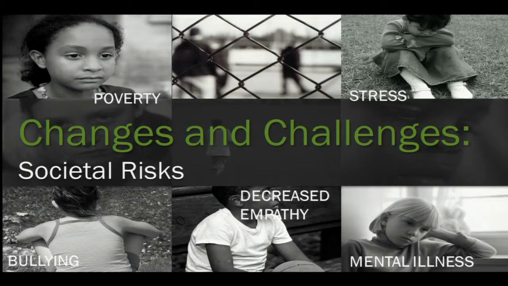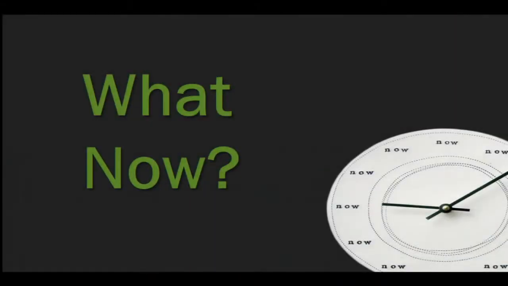There's research on decreased empathy now. We know that children today, a longitudinal study of young adults, actually college students from the 70s to most recently, has found declines in empathy, increased mental illness. One in five children approximately have an identifiable mental health disorder, and approximately only 25% to 30% get the services they need. And we also know about cases of bullying.